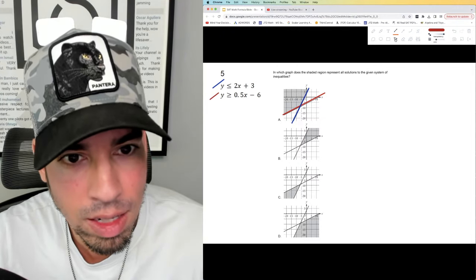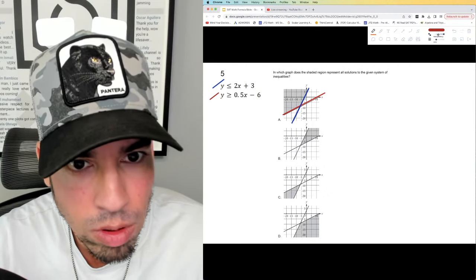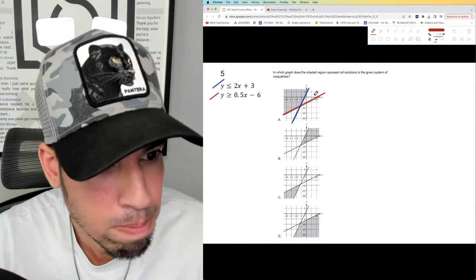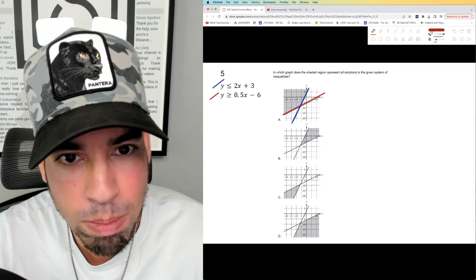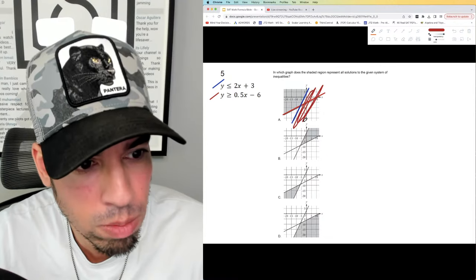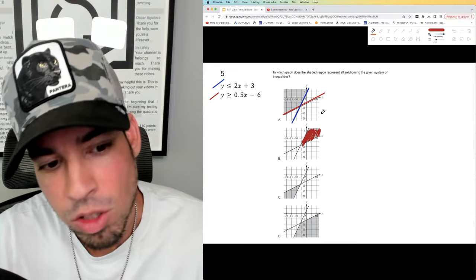So it's saying that we want above the red. Let me see if I can use a different tool. No, I can't, but that's okay. So we want above the red like that. And then we want below the blue. That's the less than, so below the blue. So the intersection of the two would be this little slice here. Okay, so that's how you can think about it.